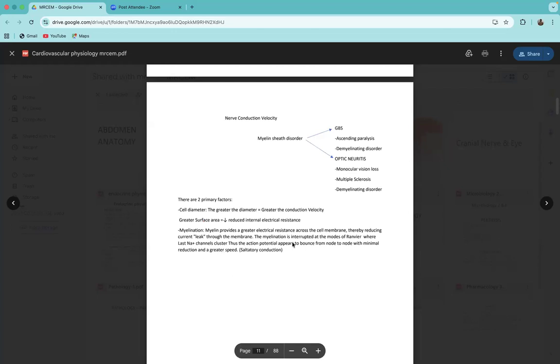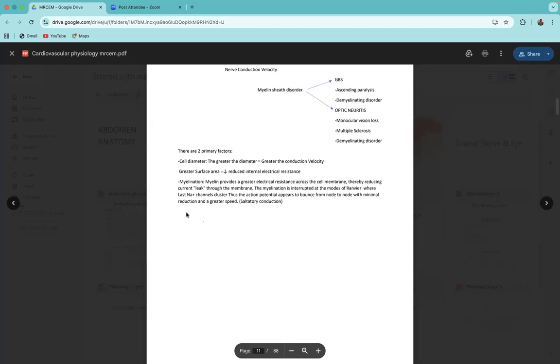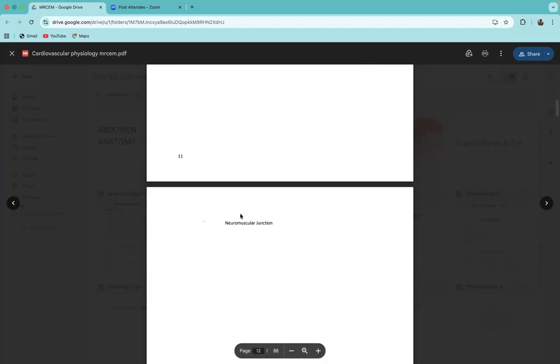The myelination is interrupted at the nodes of Ranvier, where the sodium channels cluster, thus the action potential appears to jump from node to node, from one node of Ranvier to another. That is why conduction is faster in myelinated nerve fiber than in non-myelinated nerve fiber. So this basically causes greater speed of nerve conduction.